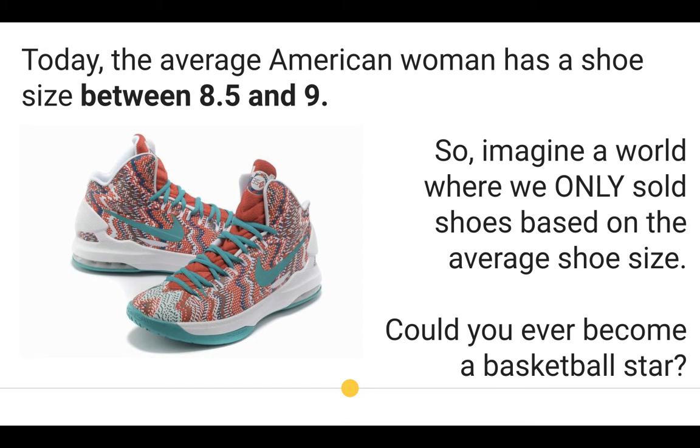Another way to look at it is that myth of the average. If we were to take the average American woman, their shoe size is between an 8.5 and a 9. But we would never in a million years imagine a world where we only sold shoes based on the average shoe size. Like, you'd never be able to hike or become a basketball star if that was the only shoe size. But because shoe size and foot size is a variable that we can see, that variety, it is ridiculous to think that we would only sell one type of shoe.